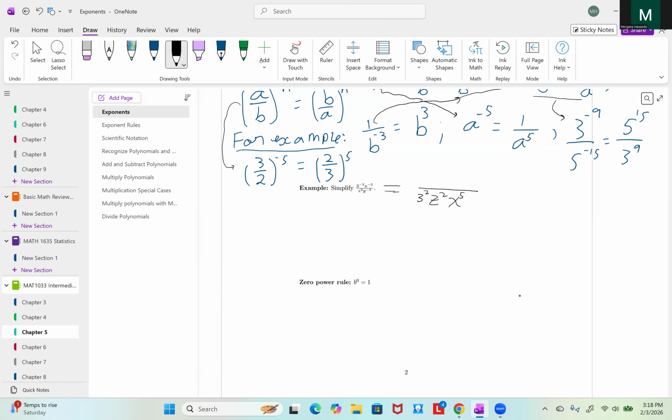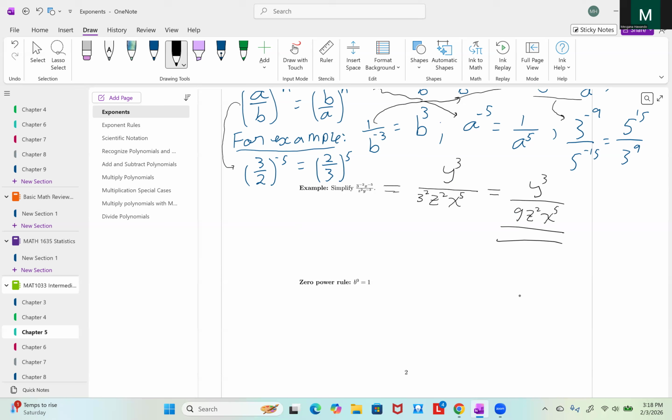And then in the denominator, we have y to the power of -3. To change that into a positive exponent, we take it to the numerator, so it becomes y to the power of 3. We're not quite done. We have 3 squared, so we can evaluate this as 3 times 3, which is 9. So this is equal to y cubed over 9 z squared x to the power of 5.